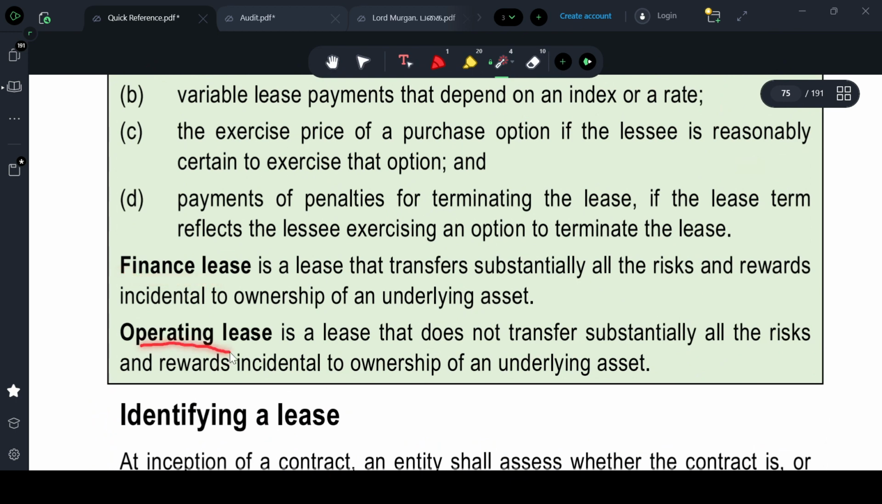Finance lease, operating lease. What is a finance lease? A lease that transfers substantially all the risks and rewards incident to ownership of the underlying asset. So, to understand the finance lease, you should understand the operating lease.